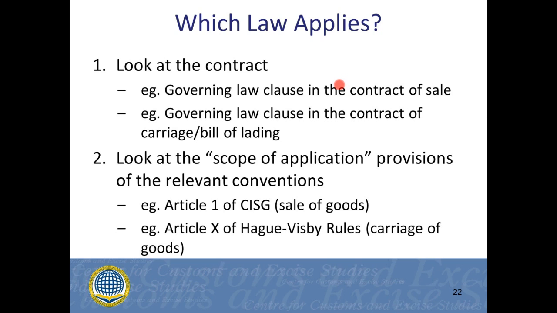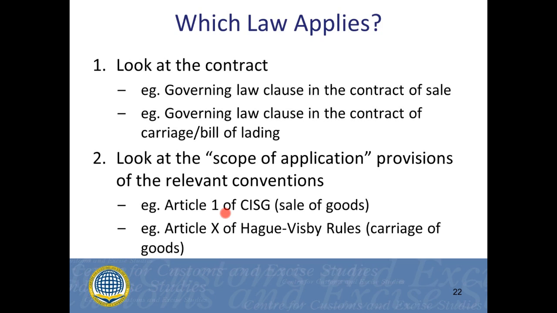If the contract does not specify the governing law, then the second step would be to look at the scope of application provisions of the relevant conventions. So if we're talking about the sale of goods, we would look at the CISG, Article 1 of CISG. And just as a reminder, CISG is the United Nations Convention for the International Sale of Goods. Article 1 deals with the application, and it specifies the circumstances and transactions to which the convention will apply.